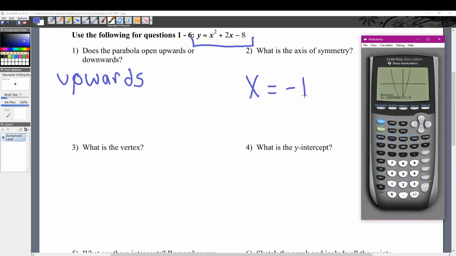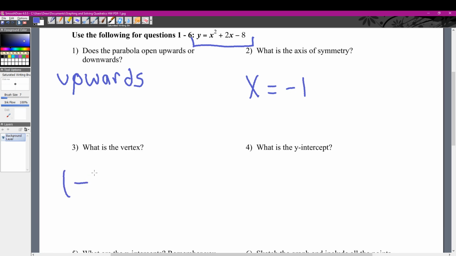Now let's go to where it says vertex. Vertex is just the x and the y coordinate. So we take our x coordinate of negative 1 and write it with the y coordinate of negative 9, as you can see on our calculator. We write it as an ordered pair, so it's going to be x, negative 1, comma, your y of negative 9. And that is your answer for part 3.